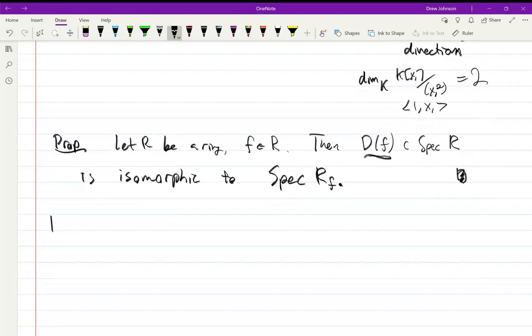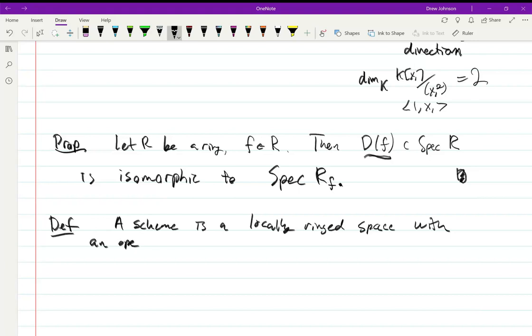Now we're finally ready to make our general definition of schemes, and it's exactly what you might have guessed. So a scheme is a locally ringed space with an open cover by affine schemes. Or rather, a space with an open cover by spaces isomorphic to affine schemes. Okay, and morphisms of schemes are morphisms of locally ringed spaces.